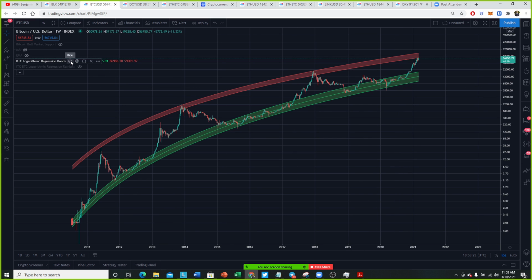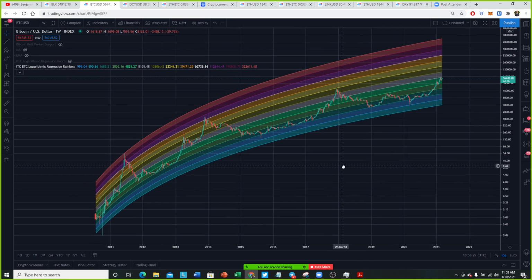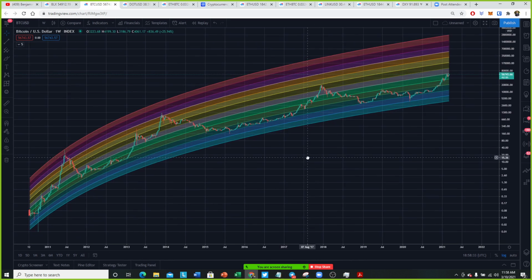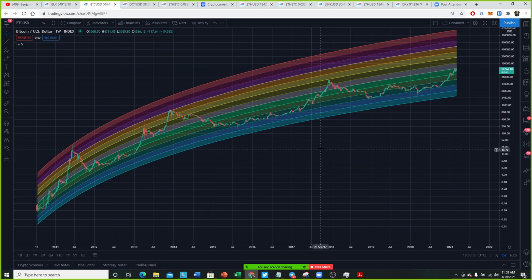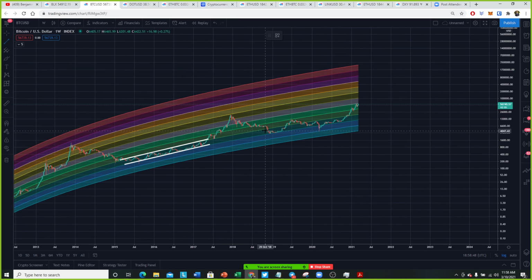I also want to show you another model. It's similar to that one, but it's more of a rainbow of various regression bands to show where we are within each cycle. One of the reasons why I like this chart is because it really helps define where our accumulation phase is in terms of this band right here for the last cycle, and then it's essentially the same for the current cycle as well.